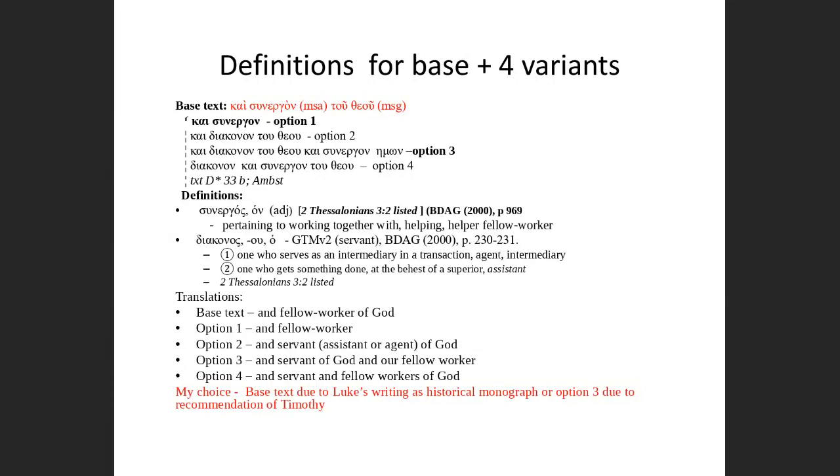The base text is "and fellow worker of God." Option 1 is "fellow worker." Option 2 is "servant, assistant, or agent of God." Option 3 is "servant of God and our fellow worker." The fourth option is "servant and fellow workers of God."